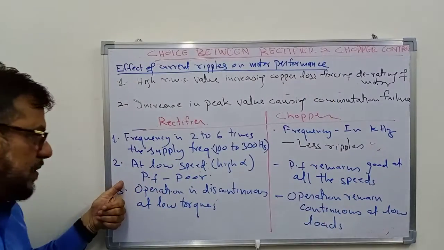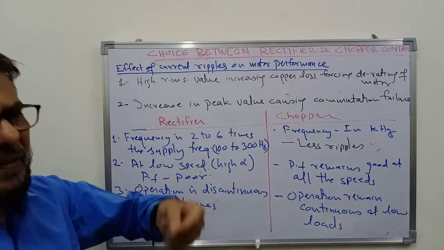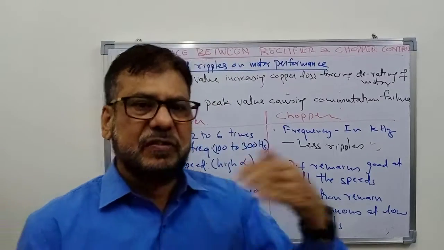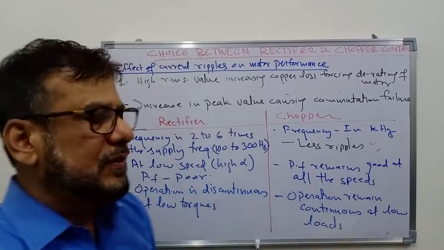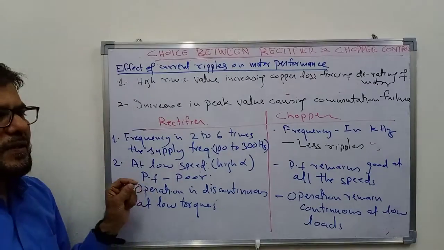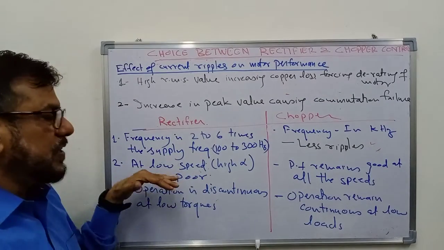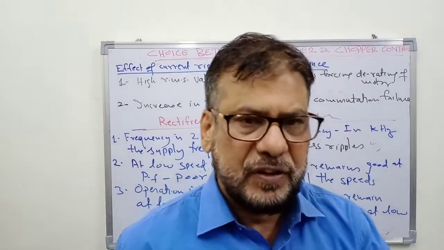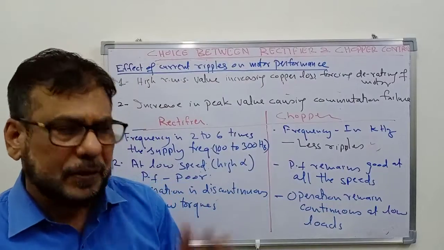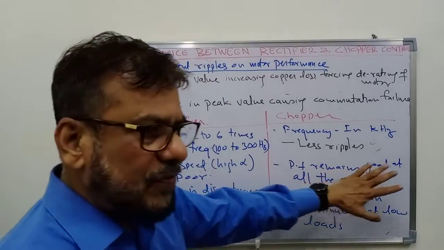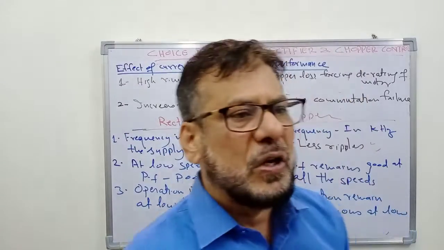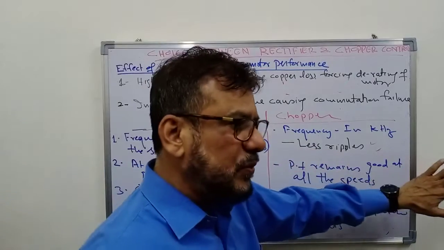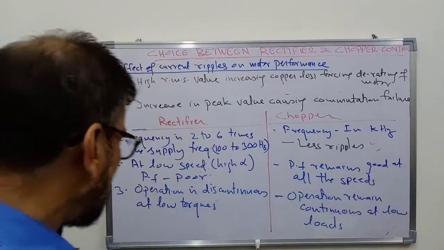Whereas in the case of rectifier control, for lower speed you have to reduce the voltage. For that you have to increase the value of alpha, and that will cause a poor power factor. So this is a very acute problem in the case of a rectifier control drive, that for lower speeds, that is for higher values of alpha, the input power factor becomes very poor. In this case, the power factor remains good even at a very low value of voltage or low values of speed. So this is the second advantage of chopper control.